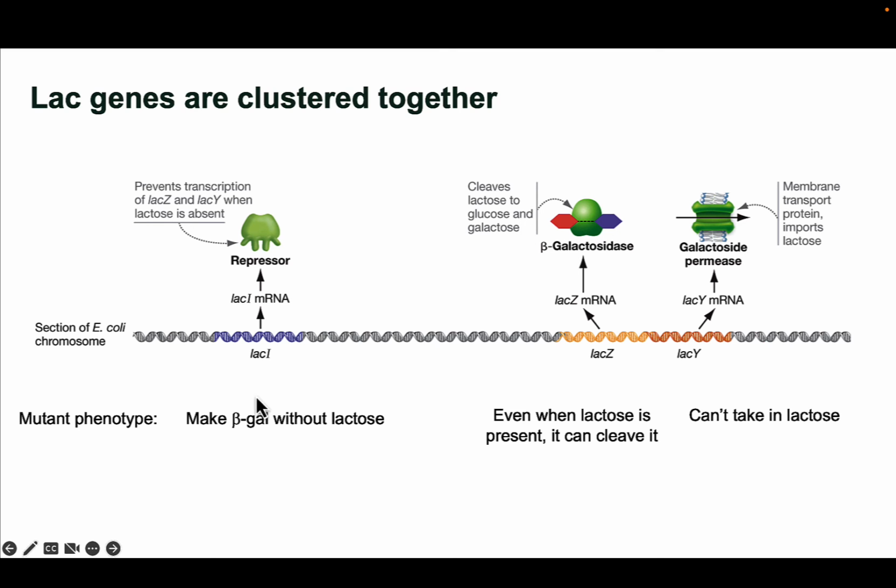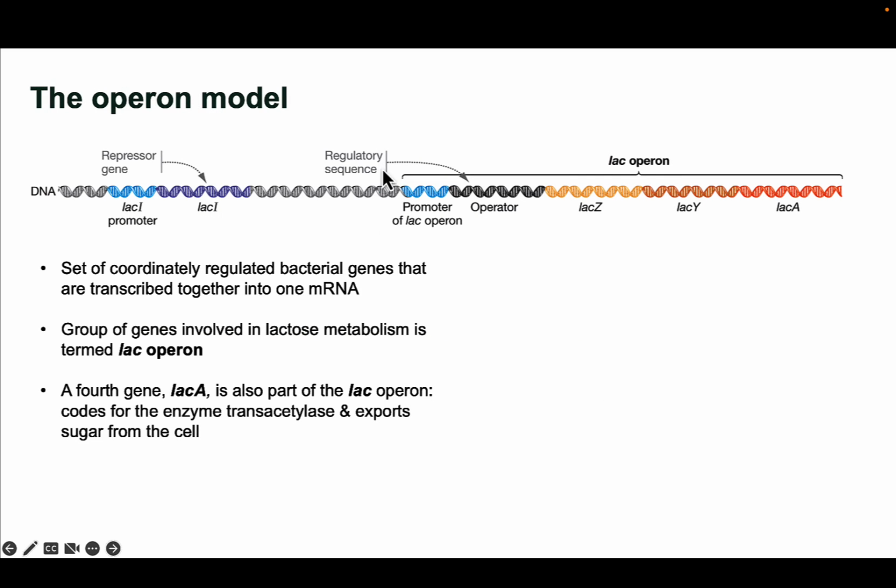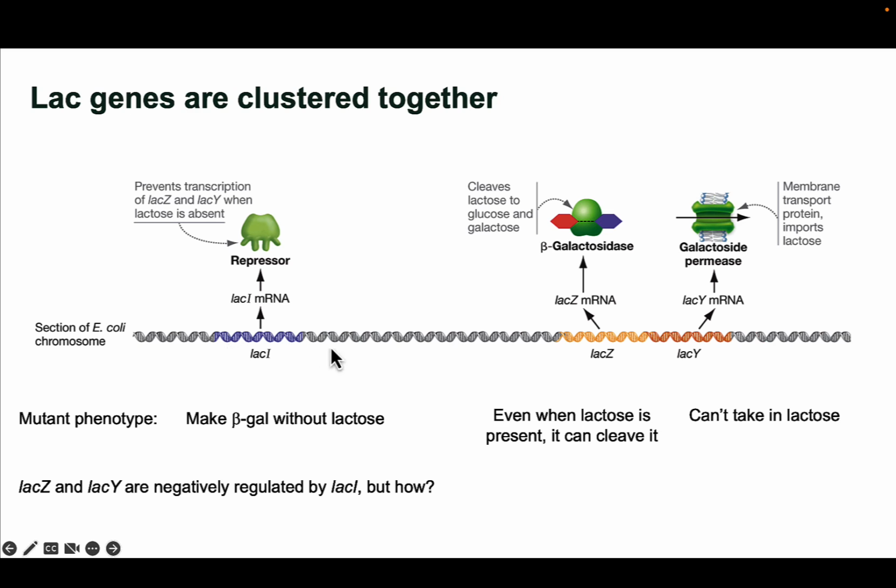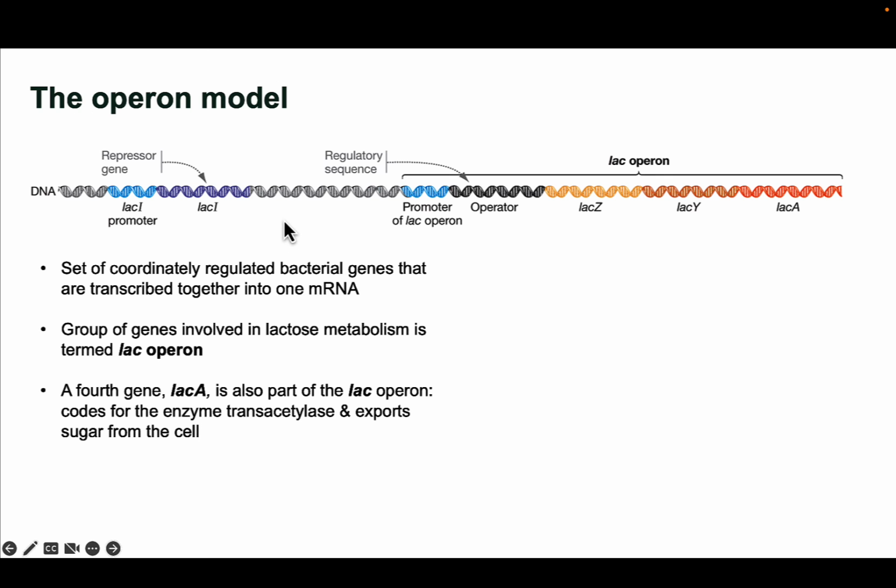And then the mutant phenotype for the LAC-I was that it made beta-gal, so it made this protein here without any lactose present. And so this suggested that LAC-Z and LAC-Y are negatively regulated by LAC-I, right? And I told you this was a repressor, but how do we know that? What is it doing? So that brings me to the LAC operon model. Okay, so I'm going to now add a few more elements to the LAC part of the LAC-Z genes I showed you before. Okay, so this is our LAC operon. This is a set of coordinated regulated bacterial genes that are transcribed together in one mRNA.